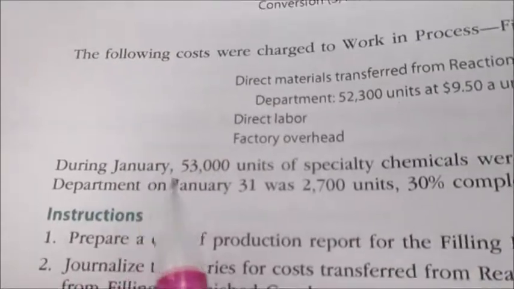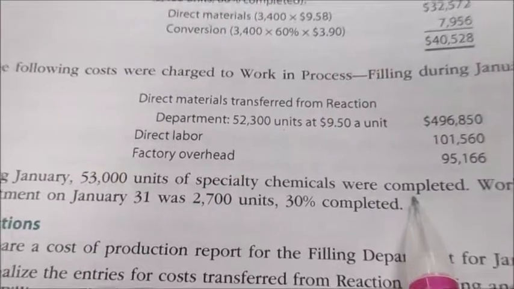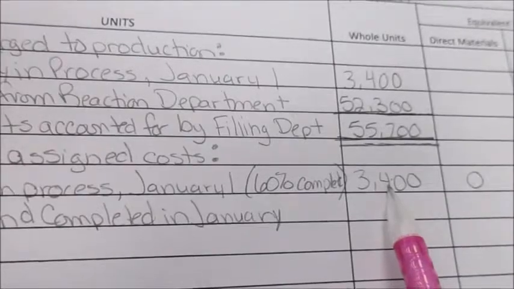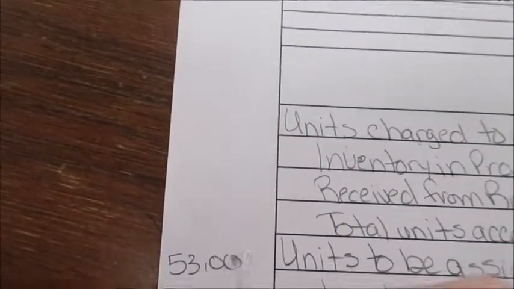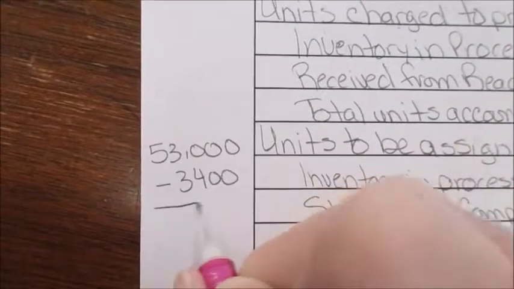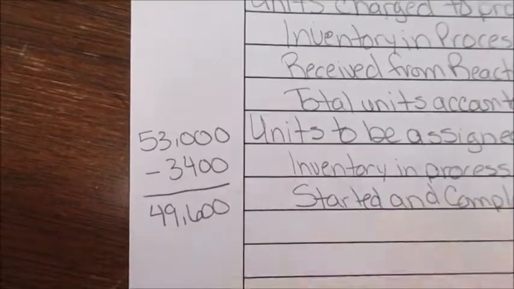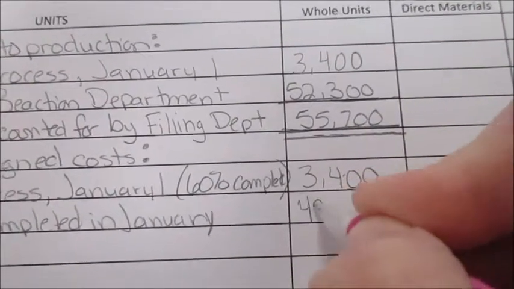If we look in our textbook, it tells us that during January, 53,000 units of specialty chemicals were completed. Okay, 53,000 were completed. However, 3,400 of those were already started when January started. So we're going to take that 53,000 and subtract the 3,400. And we get 49,600. Okay, so that's what was started and completed in January.